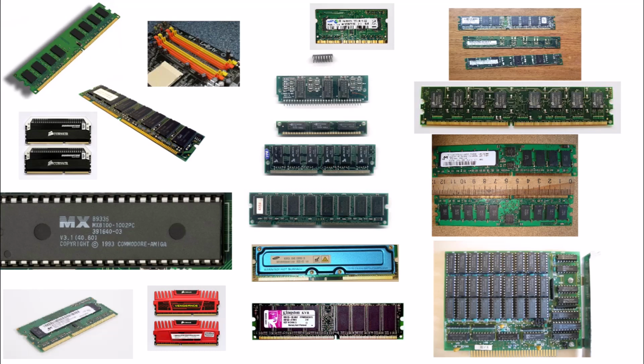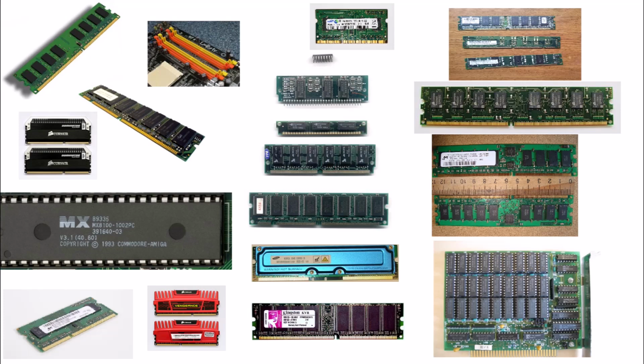DDR3 memories are not backwards compatible, i.e. they do not work with chipsets that support DDR and DDR2. DDR3 memory support by processors was introduced in 2007 in motherboard chipsets designed for Intel processors and in 2009 in AMD processors.